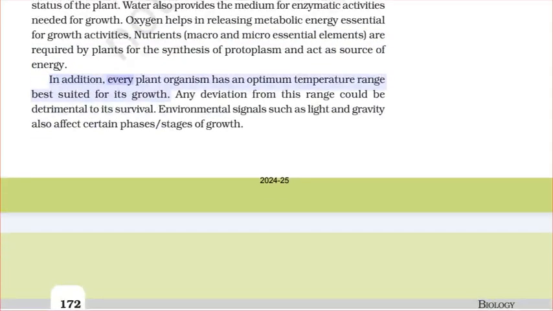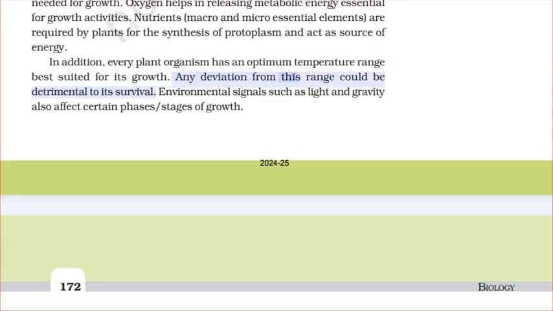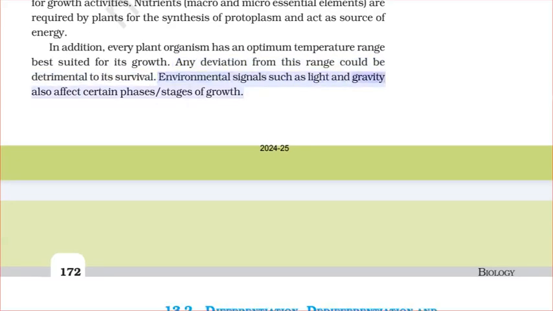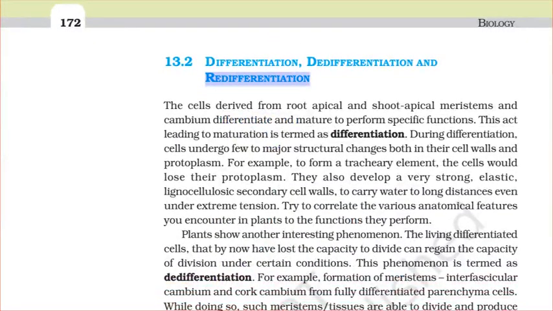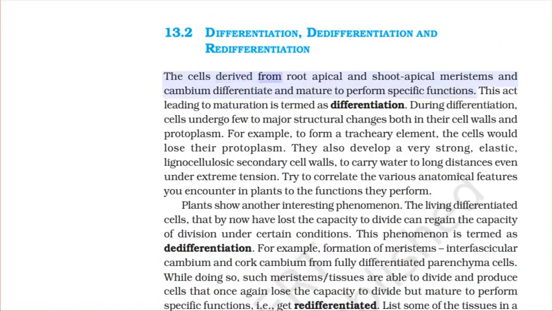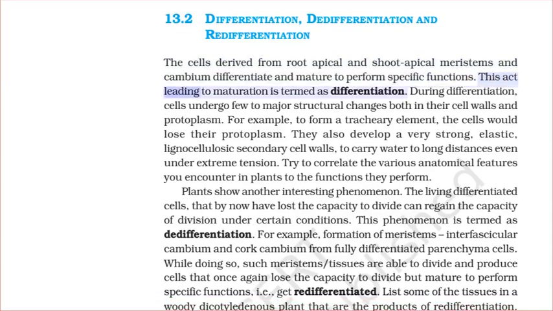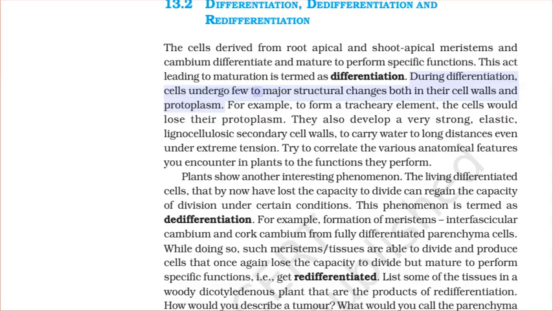In addition, every plant organism has an optimum temperature range best suited for its growth. Any deviation from this range could be detrimental to its survival. Environmental signals such as light and gravity also affect certain stages of growth. 13.2 Differentiation, dedifferentiation, and redifferentiation. The cells derived from root apical and shoot apical meristems and cambium differentiate and mature to perform specific functions. This act leading to maturation is termed as differentiation. During differentiation, cells undergo few to major structural changes both in their cell walls and protoplasm.